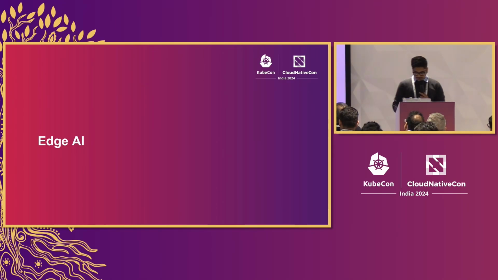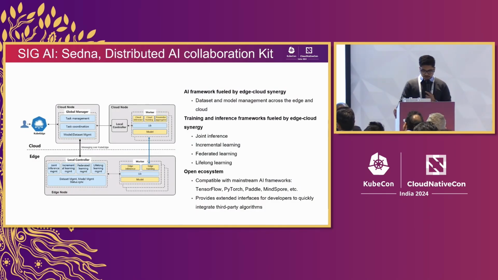Talking about the AI part, for this we have Sedna. Sedna is a tool for enhancing AI workloads by enabling collaboration between the edge part and the cloud part. How this works is we have a lightweight model at the edge which performs the inference, and then we also have a model at the cloud.